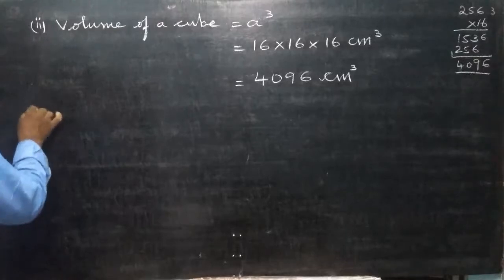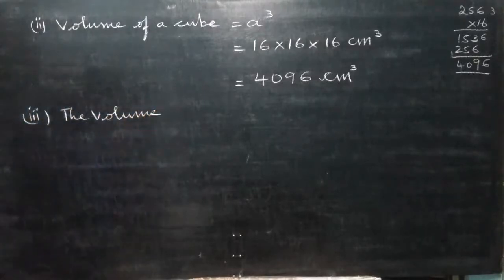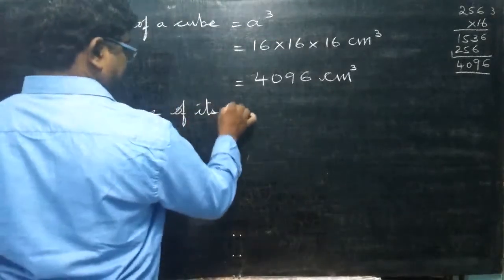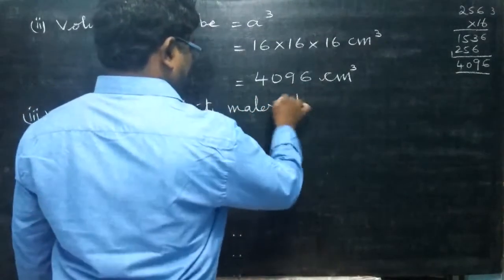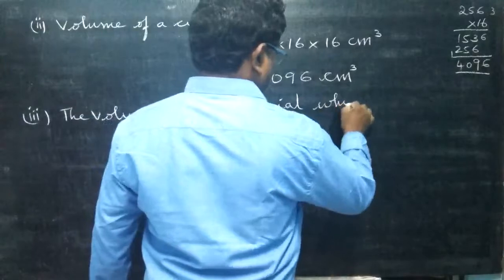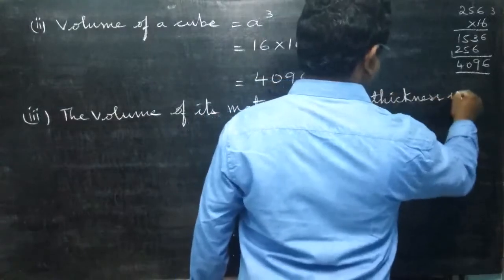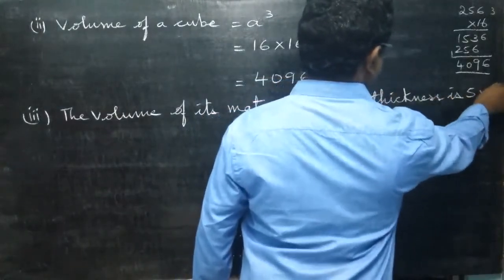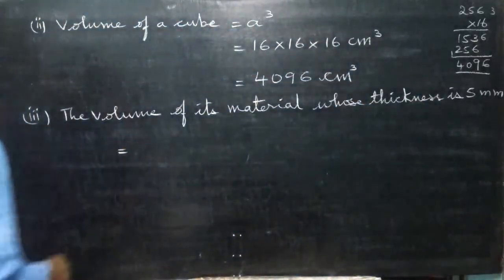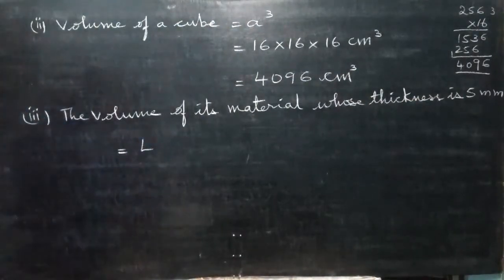Now third one, what are they asking to find? Third one, they are asking the volume of its material. Find the volume of its material whose thickness is 5 millimeters. Now that is equal to, simplify. Already we got the volume. How much volume we got? 4096.